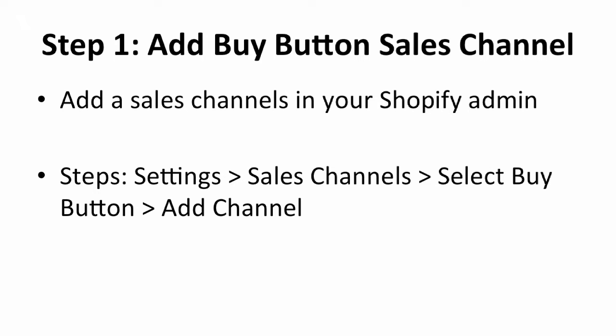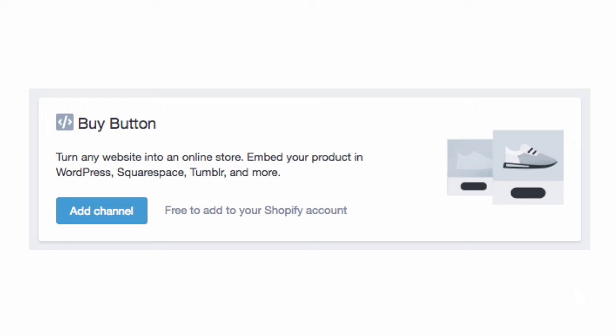To add a sales channel to your Shopify admin, navigate to the settings tab and then click on the sales channels. You will be directed to the sales channels page. And when you're on this page, select the buy button within the list of available channels, and then click on Add Channel. This screenshot is what you will see when you are on the sales channels page. Click on the Add Channel button and proceed to the next step.